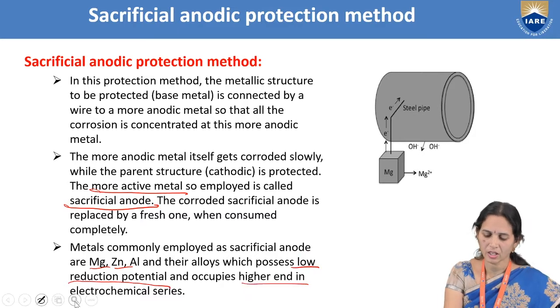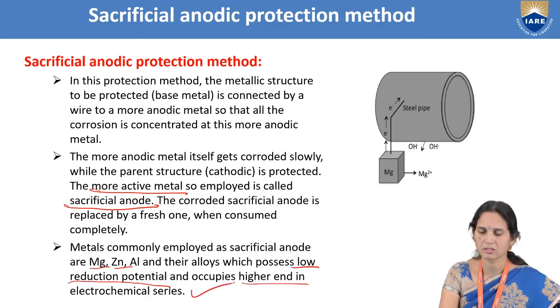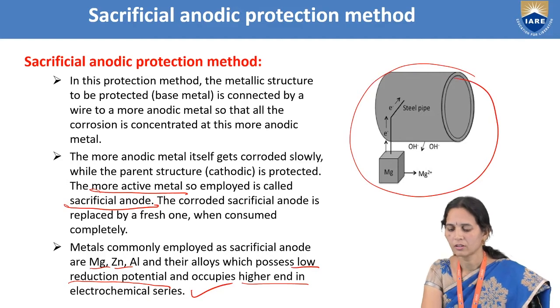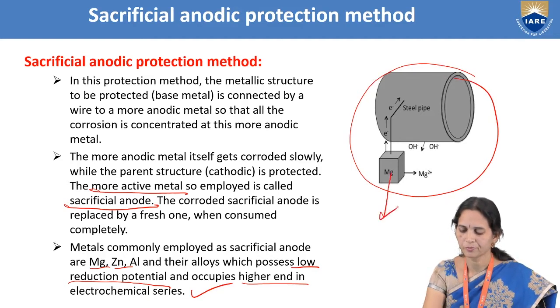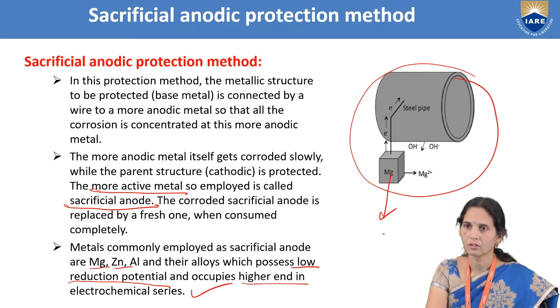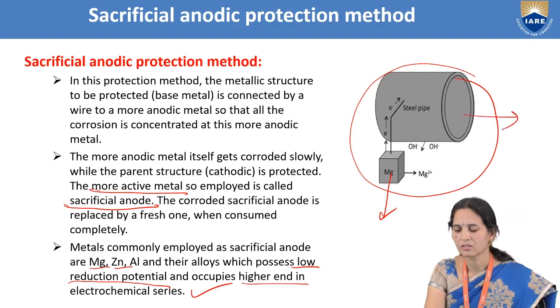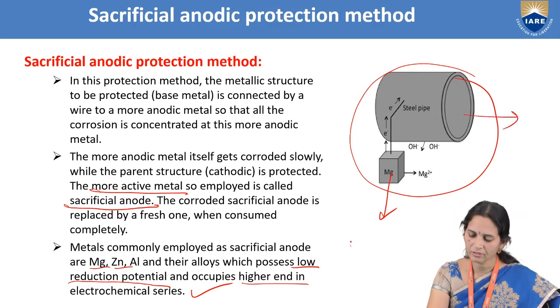And it occupies a higher end in the electrochemical series. So for example, in this diagram we can see magnesium. Magnesium metal will undergo oxidation easily when compared to the steel pipe, because it has a lower reduction potential.